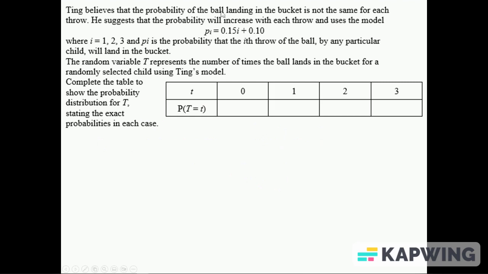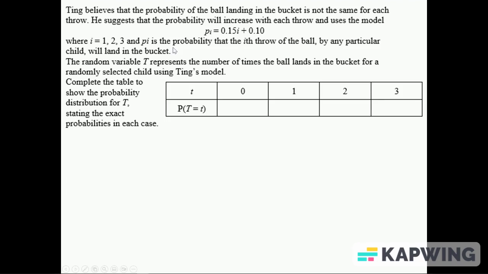Right, Ting believes the probability of the ball landing in the bucket is not the same for each throw. So as they have more throws, first throw they're not likely to get it in, but they're more likely to get it on the second go, and even more likely to get it on the third go. So he reckons that the probability that they get it on the first throw is 0.15 times 1 plus 0.10. Probability on the second throw is 0.15 times 2 plus 0.1, and the probability on the third throw is 0.15 times 3 plus 0.10.